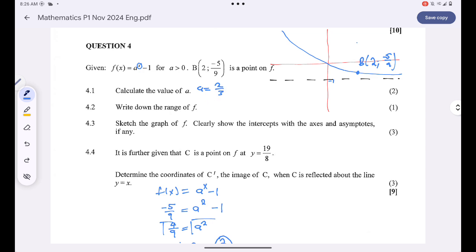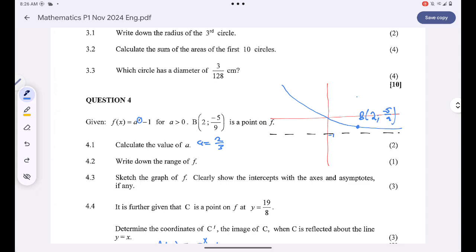Next question, they want us to write down the range of f of x. F of x, guys, will be available above the asymptote. Are you together? So you can simply say my range y is just greater than -1. And for those who prefer expressing their range with interval notation, they can simply say y is an element of (-1, positive infinity).